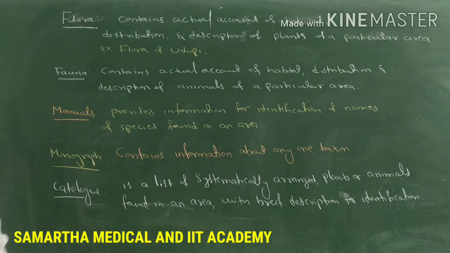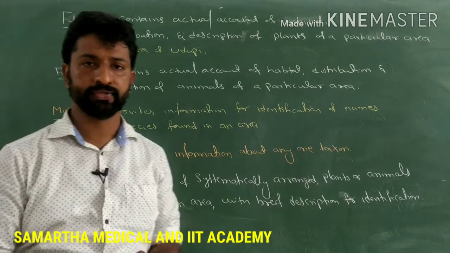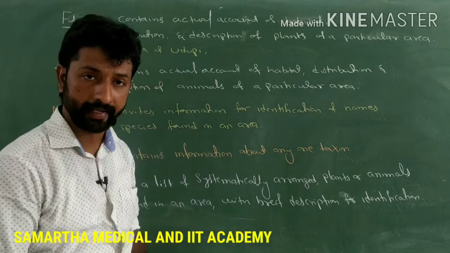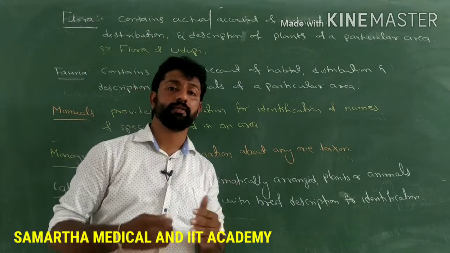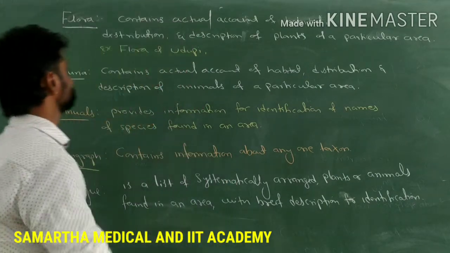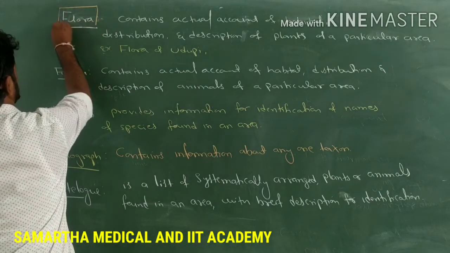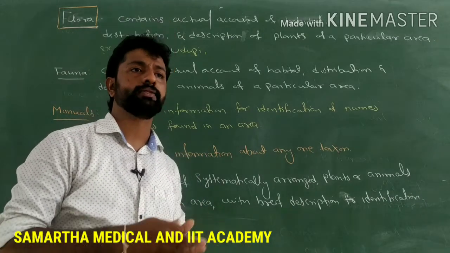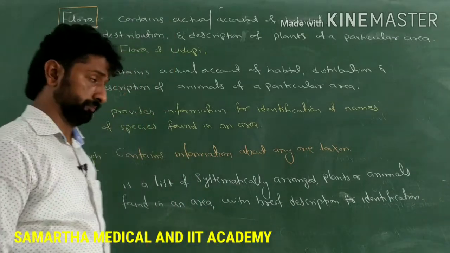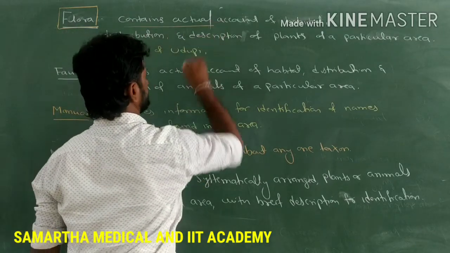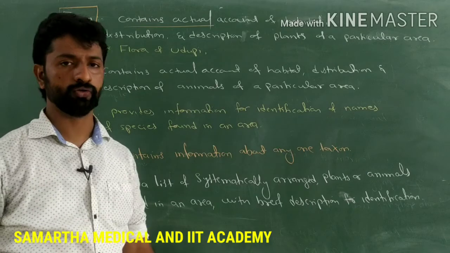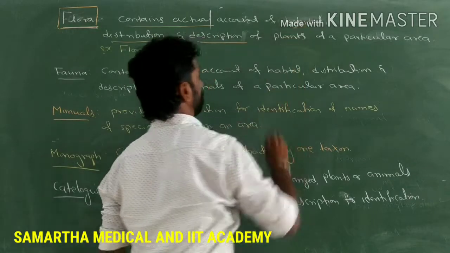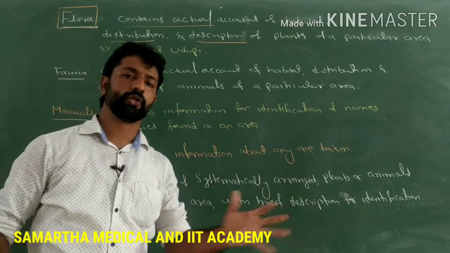The other taxonomic aids include flora, fauna, manual, monograph, and catalog. Let's see what these taxonomical aids refer to. The first one, the flora, is a taxonomical aid that helps us identify the plants present in a particular area. That is, the flora contains the actual information or account of habitat, distribution and description of plants in a particular geographical area.